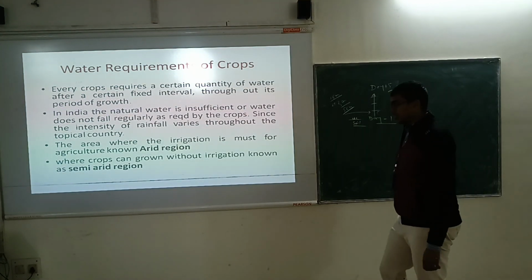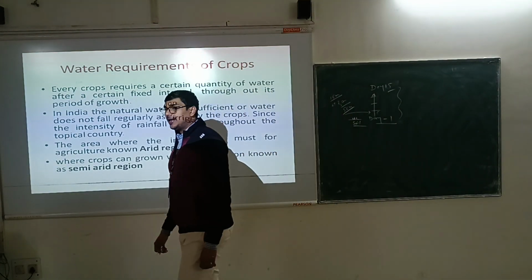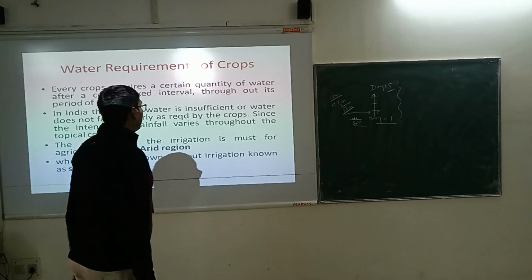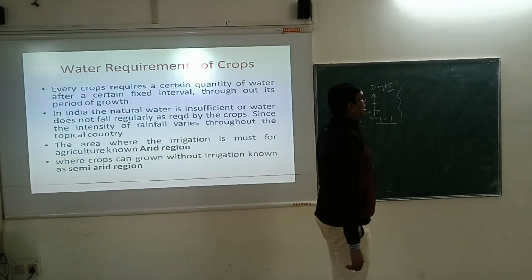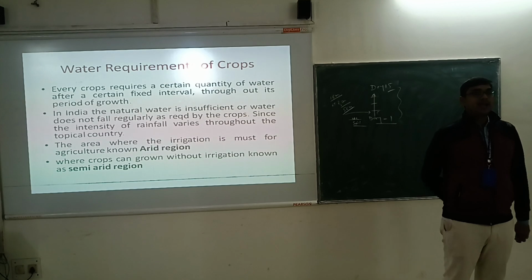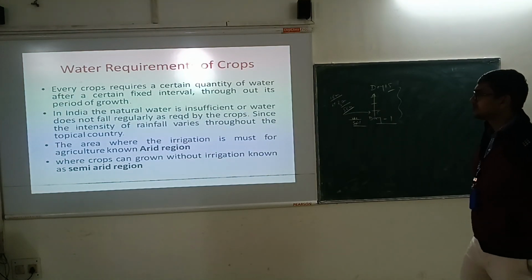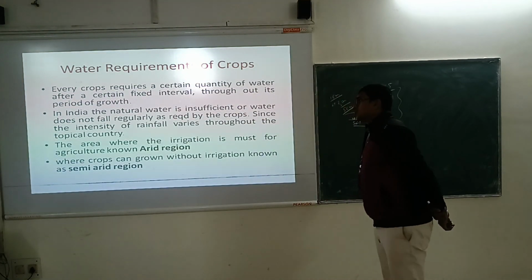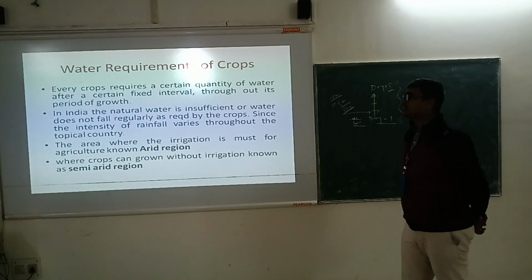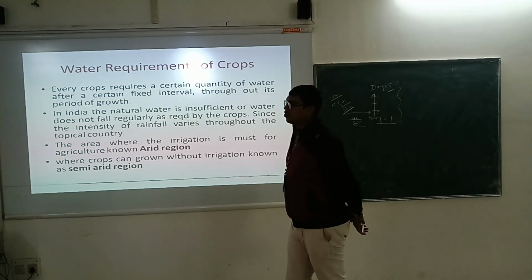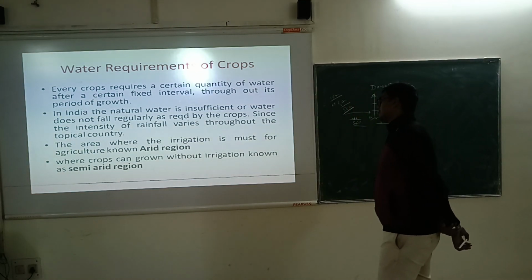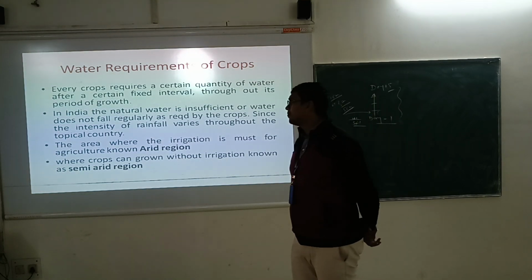So first you write down these things: every crop requires a certain quantity of water after a certain fixed interval throughout the period of growth of the crop.